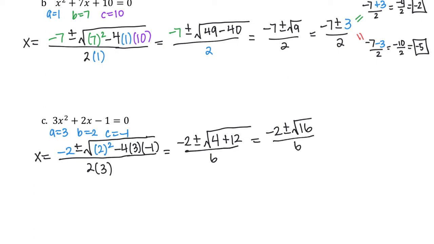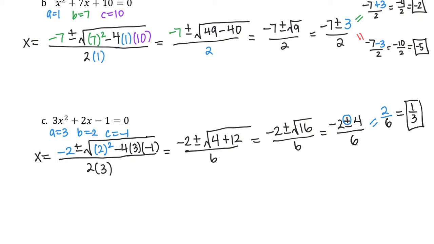Okay, now let me look at this. Do I know the square root of 16? I do know the square root of 16, so I need to keep going. So negative 2 plus or minus the square root of 16, which is 4, over 6, and I'm going to get 2 answers. Okay, let me consider the first answer. If I use the plus sign, negative 2 plus 4 is 2 over 6. And I can simplify 2/6 into 1/3, which is one of my answers.